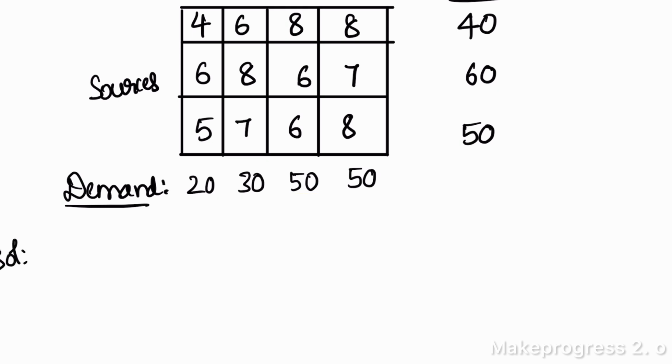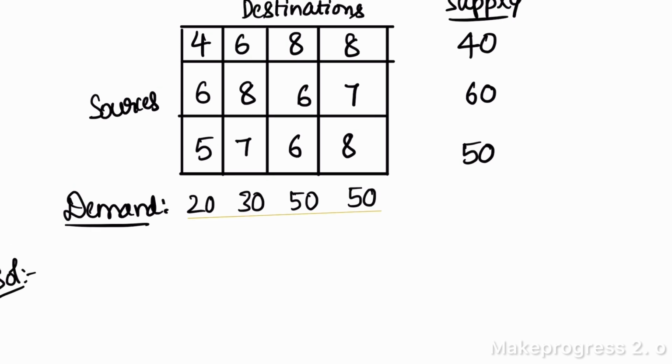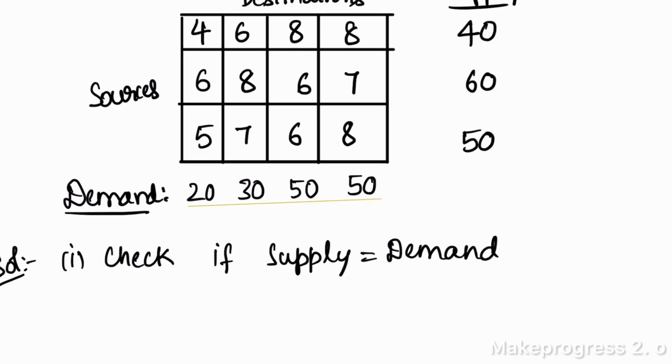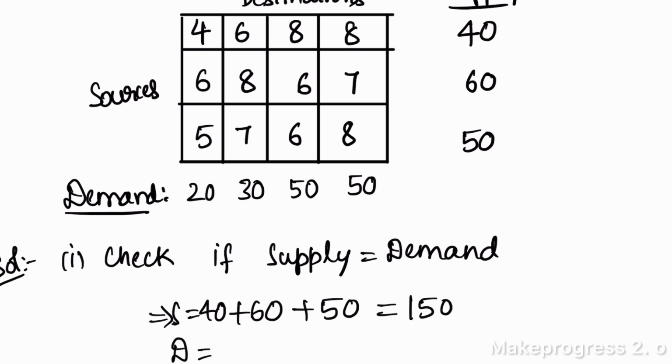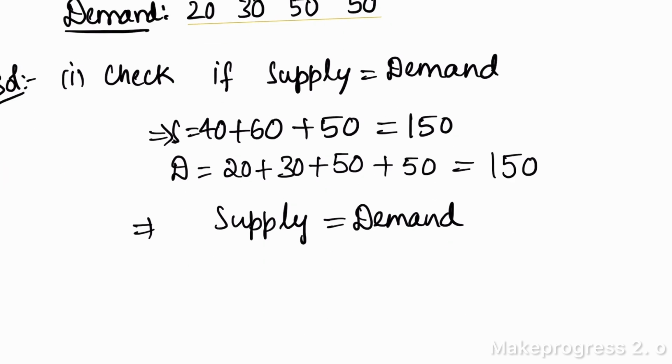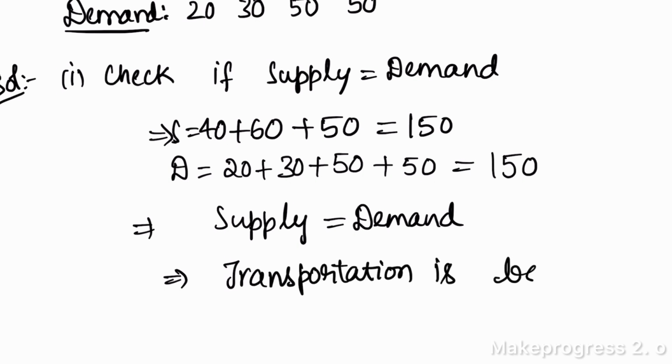If you go for the solution, from the table, we have to check if supply is equal to demand. Let's check 40 plus 60 plus 50. We should add the supply. We got it as 150. S is equal to 150, and demand D is equal to 20 plus 30 plus 50 plus 50, so 150. So here the supply is equal to demand. Since the transportation model is balanced, we can proceed with the solution. We can use the northwest corner rule since the transportation is balanced.